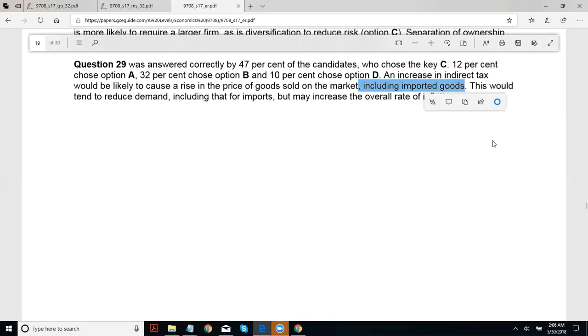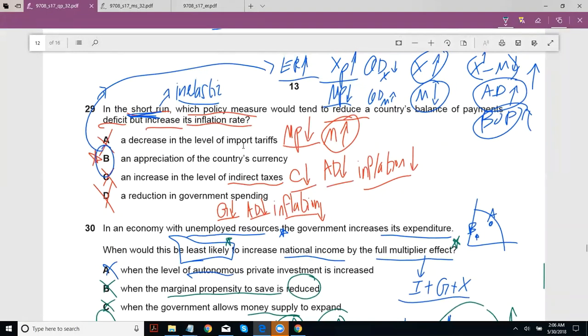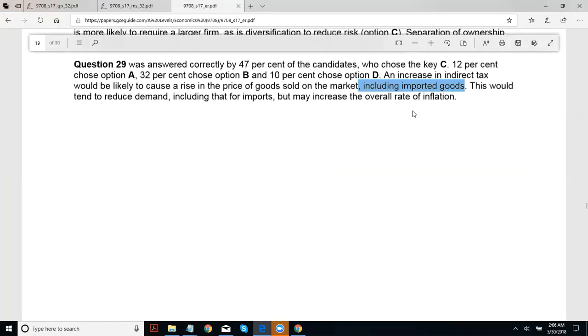Now, this is something that we missed out. We forgot. If you have an overall increase in the tax rate, indirect taxes, understand that tariffs are indirect taxes. They're just indirect taxes on imports. So if you're overall increasing indirect taxes, an increase in the level of indirect taxes would obviously mean that tariffs go up as well, because tariffs are also part of indirect taxes. That's something that we missed out here. This would tend to reduce demand, including that for imports.